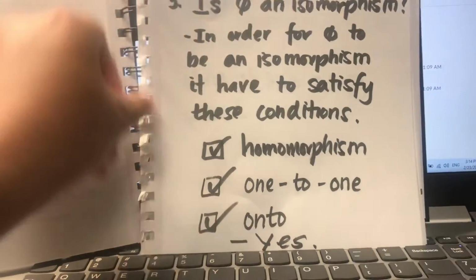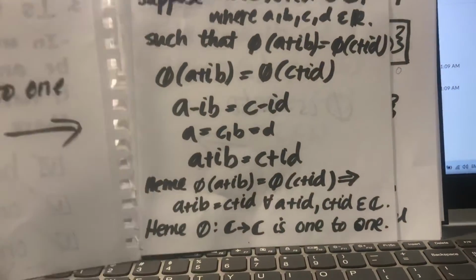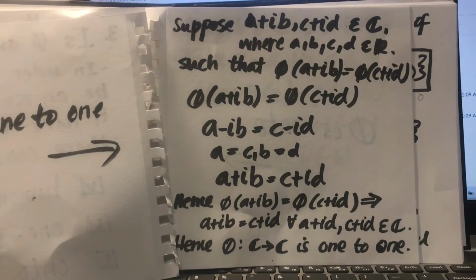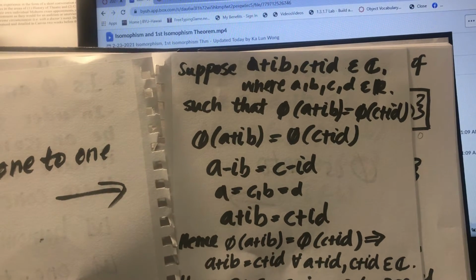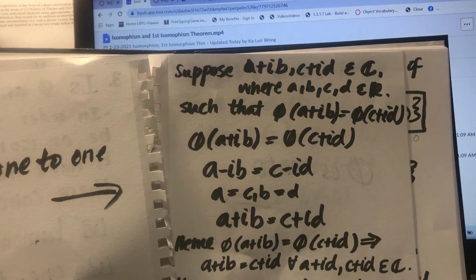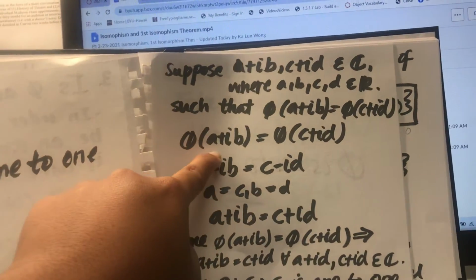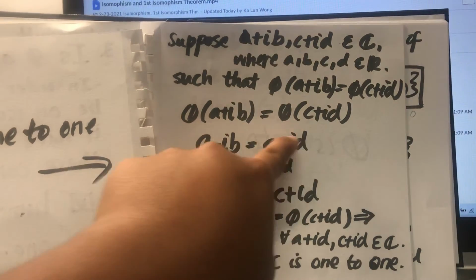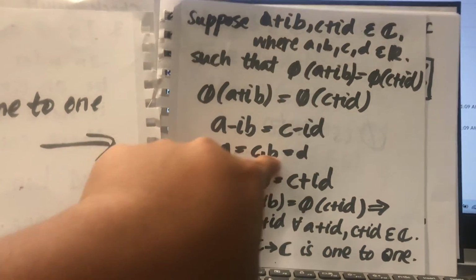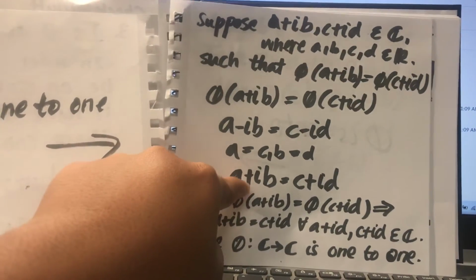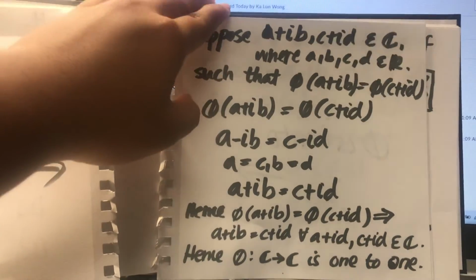So here, let's first show it's one-to-one by using a + bi and c + di in the complex numbers. We show it by setting them equal, and we end up here: a is equal to c, b is equal to d, and a + bi is equal to c + di. Then it means it's one-to-one.